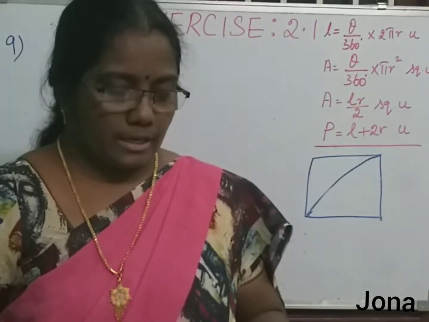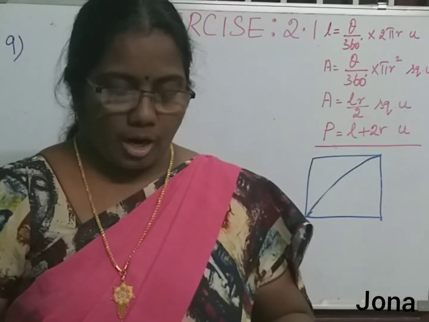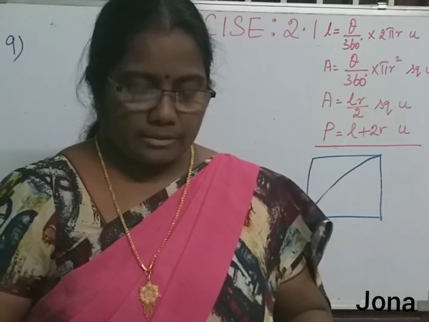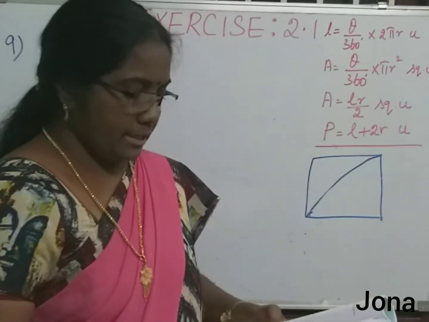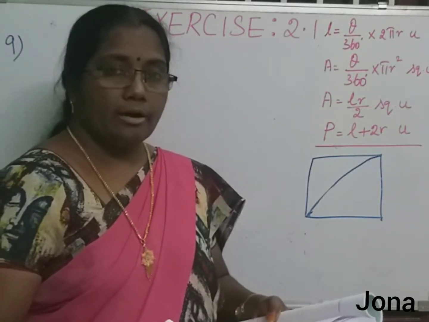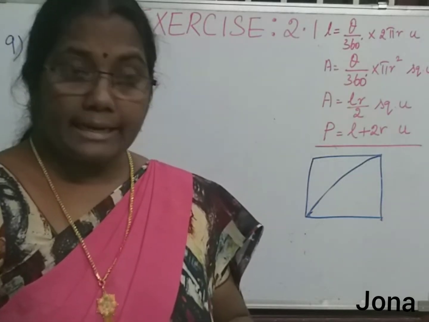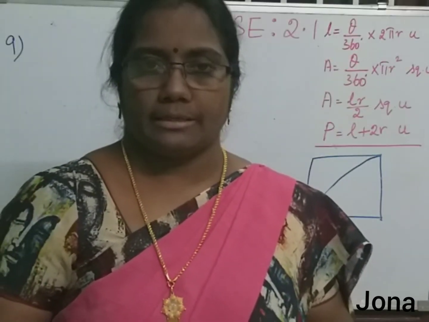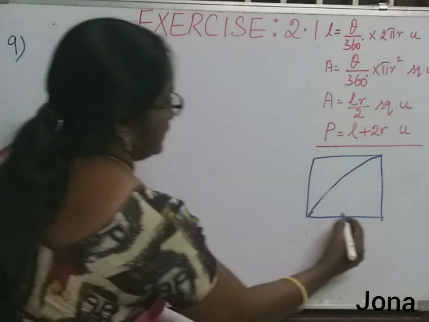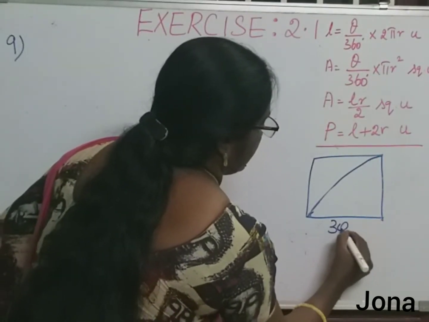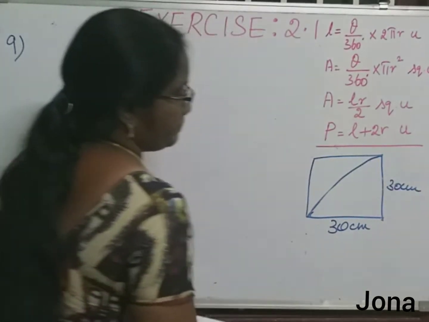Damu fixes a square tile of 30 centimeter on the floor. The tile has a sector design, and it's shown in the figure. Find the area of the sector. Here the square tile of 30 centimeter is there. So here it's given that the tile's length is 30 centimeter, so here also 30 centimeter.